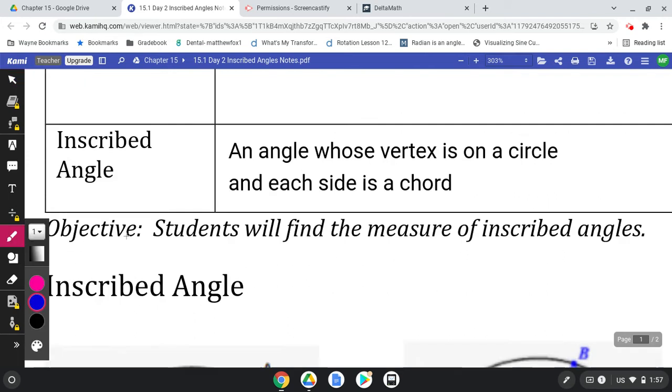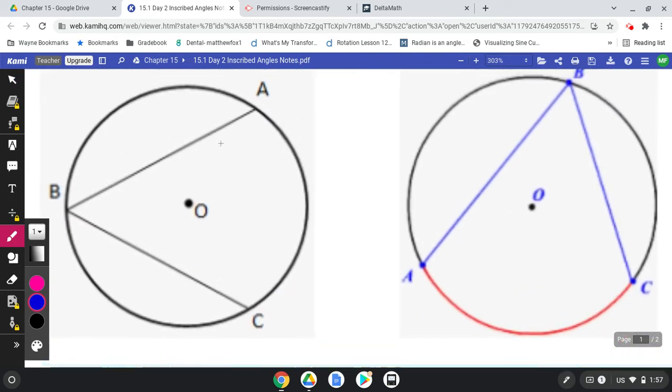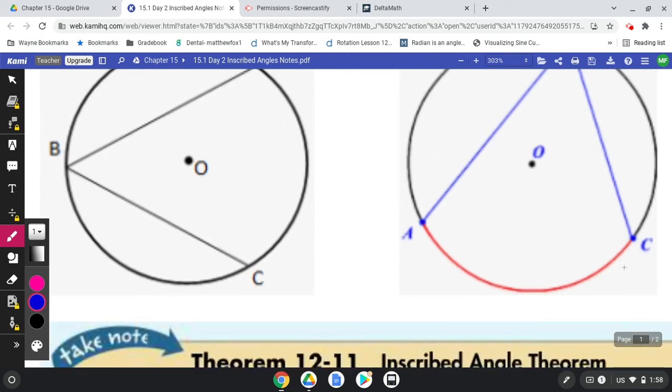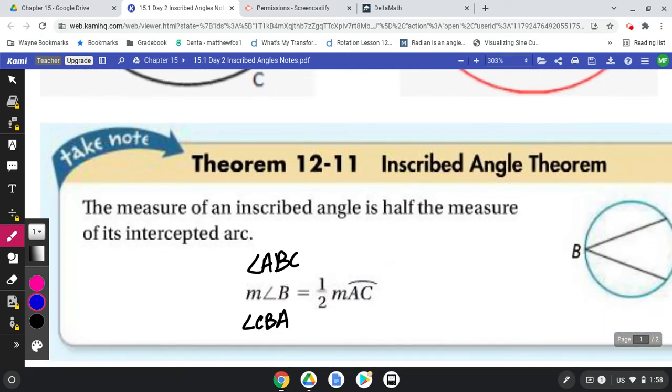All right, and our inscribed angles, as you can see, AB is a chord, CB is a chord, and the vertex was B, that's on the circle. So the inscribed angle here is ABC. Okay, same thing for that picture.